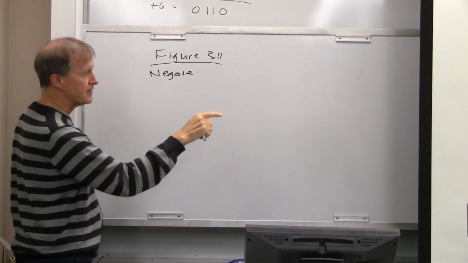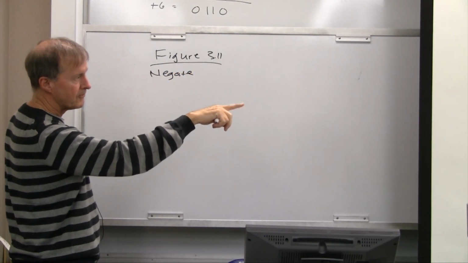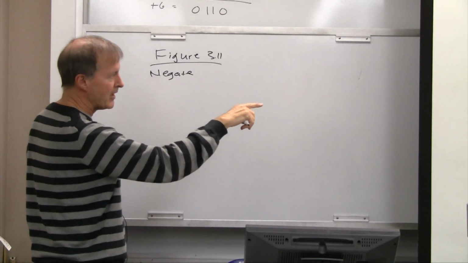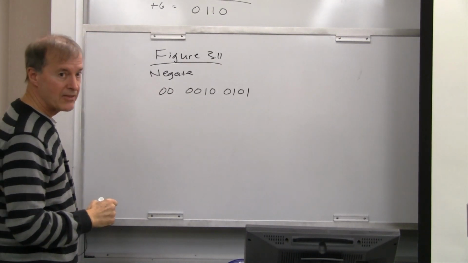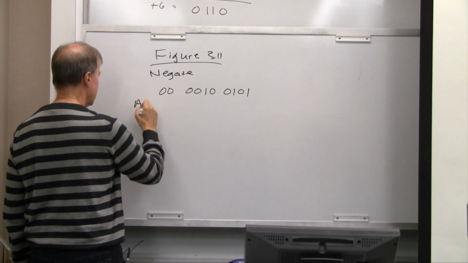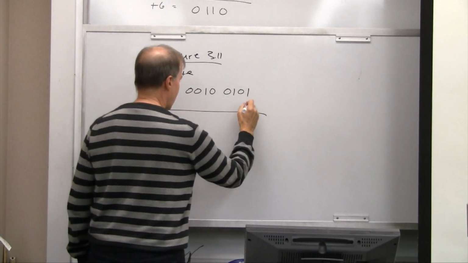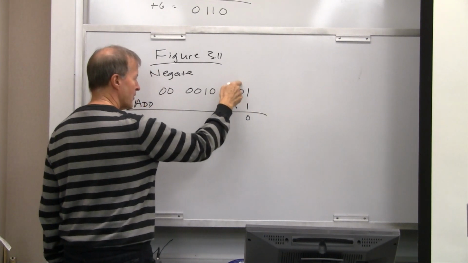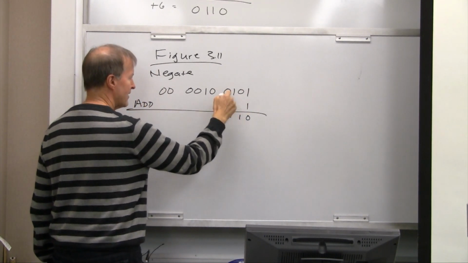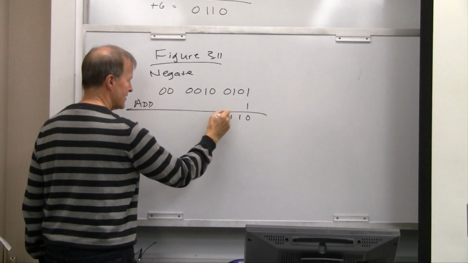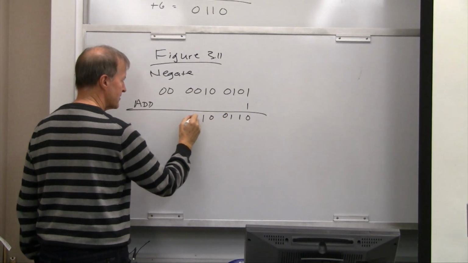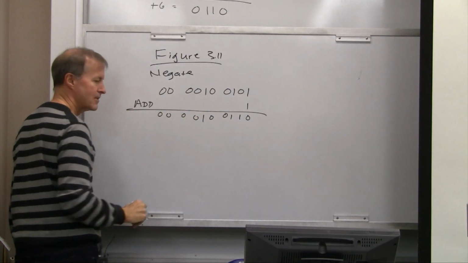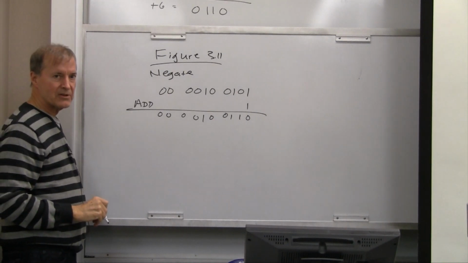Now how do you negate? What do you do? Flip them. And so if we flip them, what do we have? Is everybody with me on this? And then do what to this? Add 1. What's 1 plus 1? 0 carry the 1. 1 plus 0 is what? 1. And then this is all 1, 0, 0, 1, 0, 0, 0, 0. Is everybody clear on that?